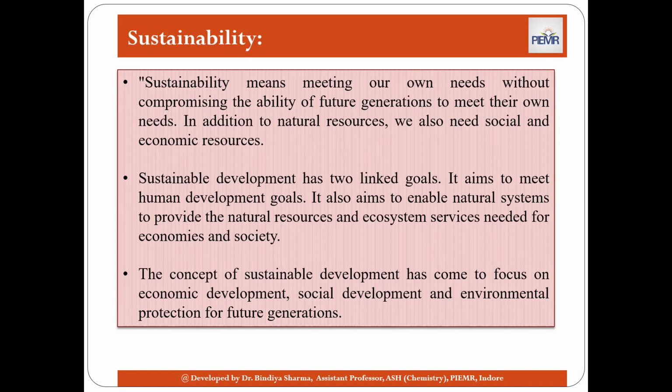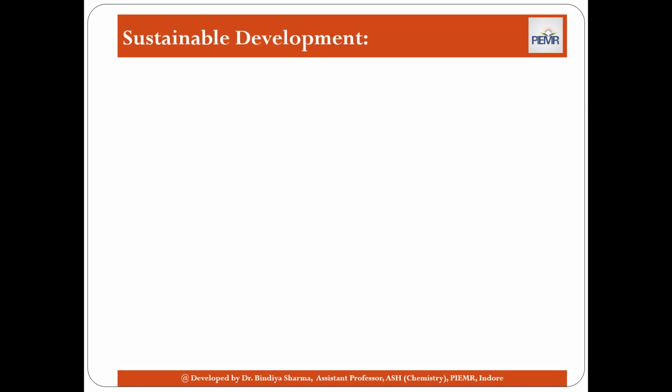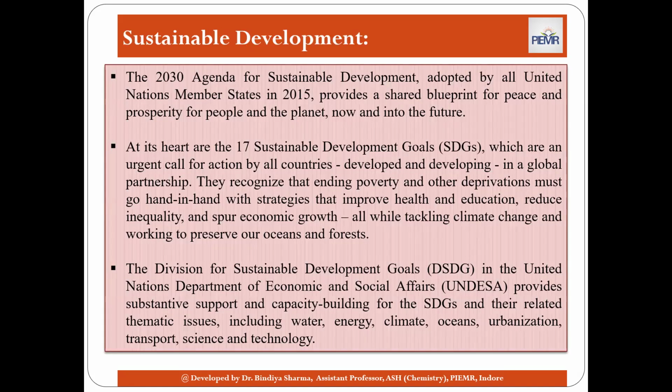Sustainable development does not only focus on the conservation of the environment, but also on three basic things: economic, social, and of course environmental development. The Sustainable Development Agenda 2030, adopted by all member states in the year 2015, says that we have to achieve 17 sustainable goals, which are termed as the 17 SDGs. It is an urgent call to all countries, whether developed, underdeveloped, or developing. India is one amongst them.